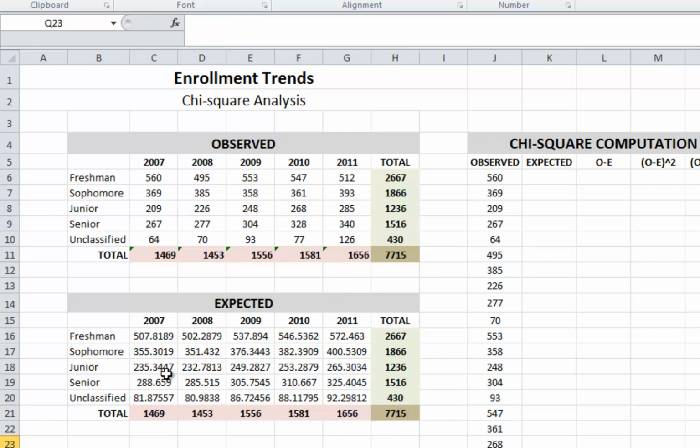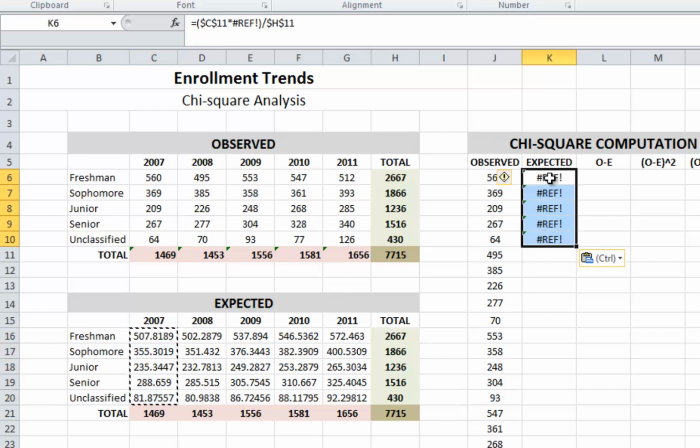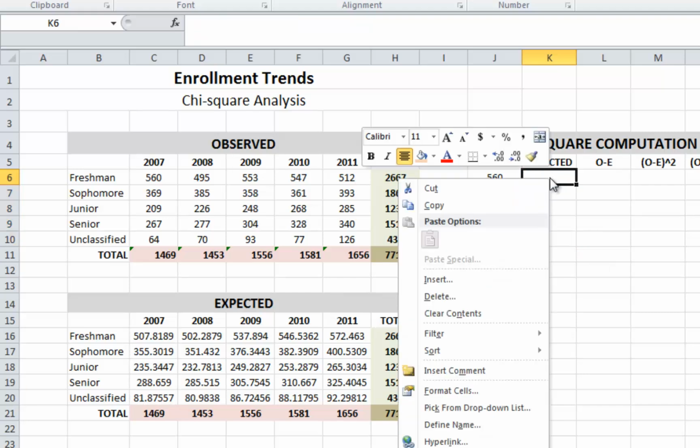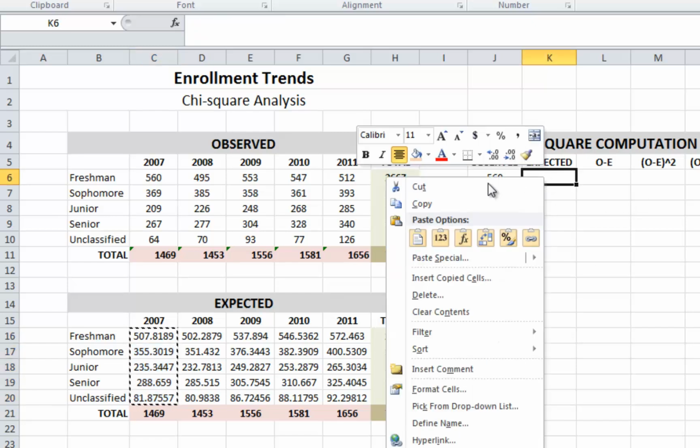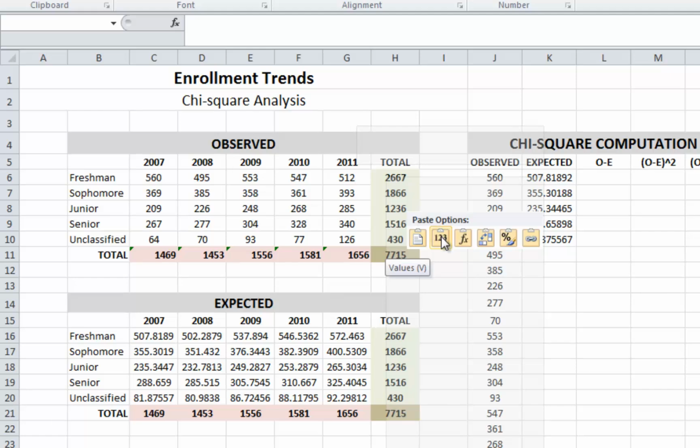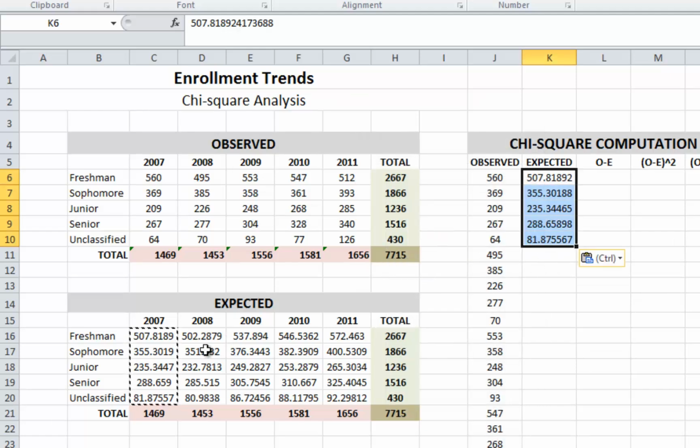And there we go. Now I'm going to copy these values in the expected table over to our chi-square computation columns there on the right hand side. So I'm going to select those 5, Control C. Now what happened there? I made a mistake. So let's undo that. Let's say paste. Select those again. I do that all the time. We want to paste the values. Okay. So you'll see in this paste options, paste values. So I'm going to go ahead and select that.